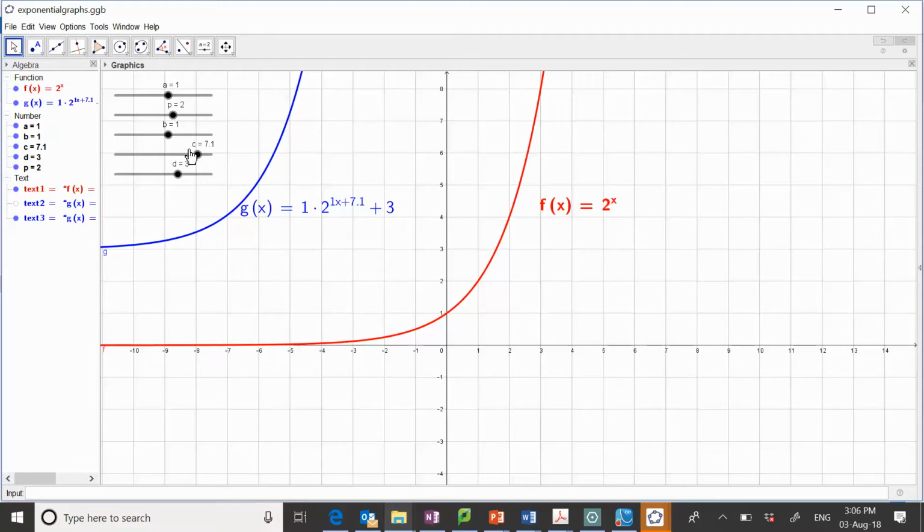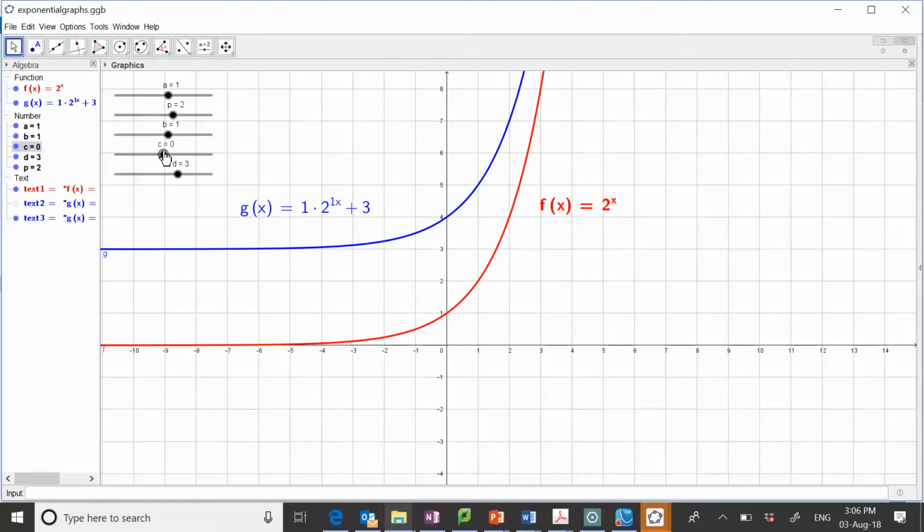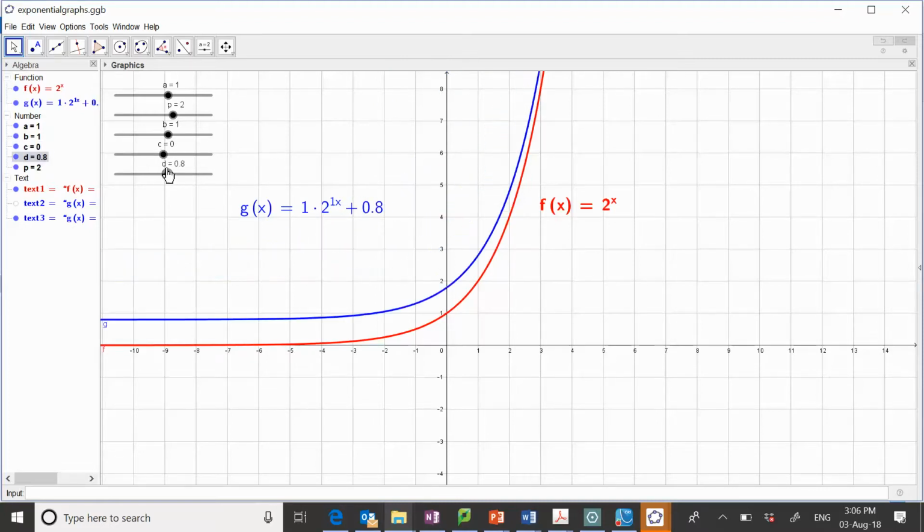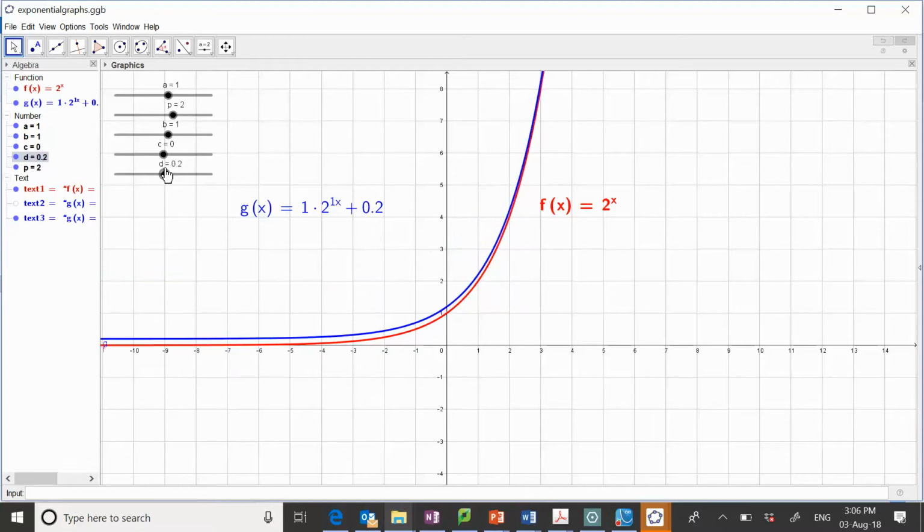Yeah? Now, same thing with dilations. So watch, I'm going to put this back to 0 again so that we don't have a translation, and I'm going to put this back to 0 again too. Yeah, there we go. Okay. Now, let's see what happens when I change B. B, which is what you asked, dilation from the y-axis.